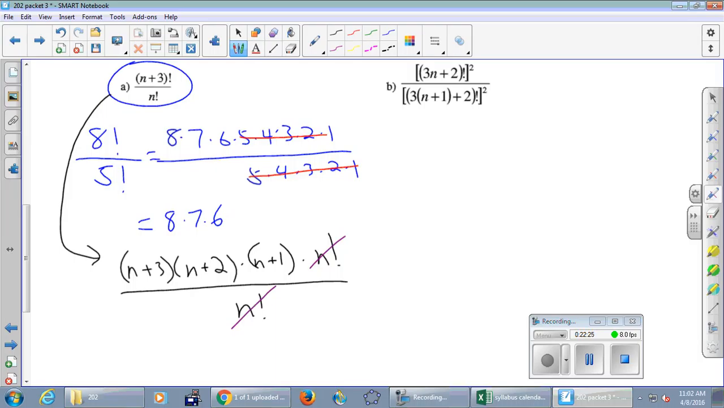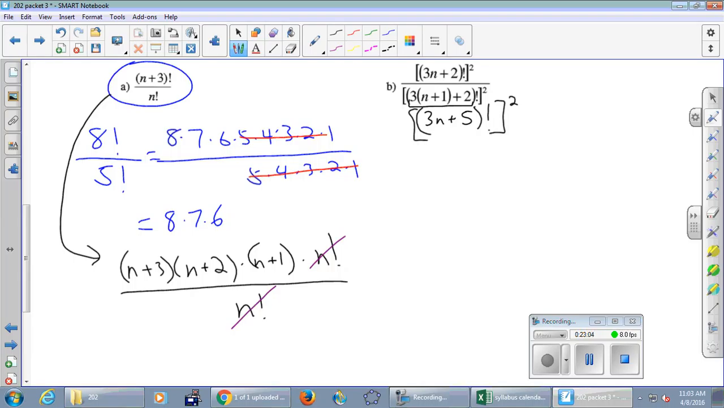Okay, let's try part B. Part B has a 3n plus 2 factorial, whole thing squared, on top, and then worse stuff on the bottom. Let's see if we can figure out what's really going on here. I'm going to clean up this thing in the parentheses here. What is this really equal to? 3n plus 5, right? n plus 3 plus 2 more. So that guy is still factorial and still squared. So that's just cleaning up the thing inside by distributing the 3.